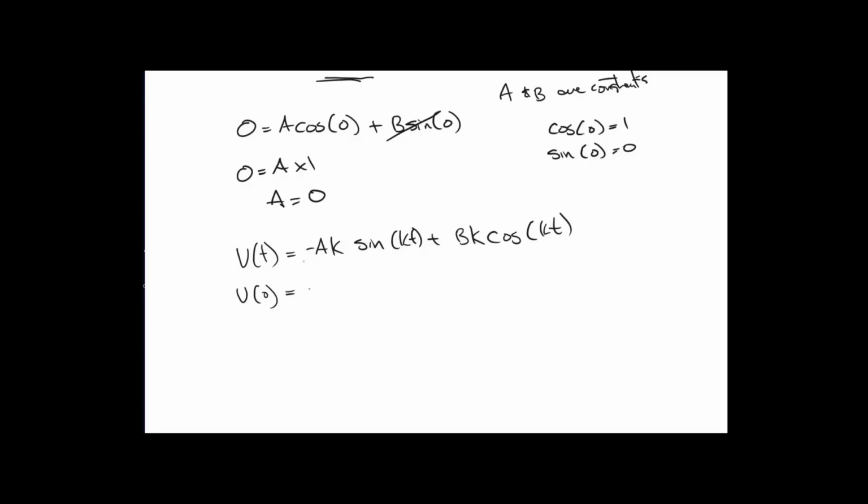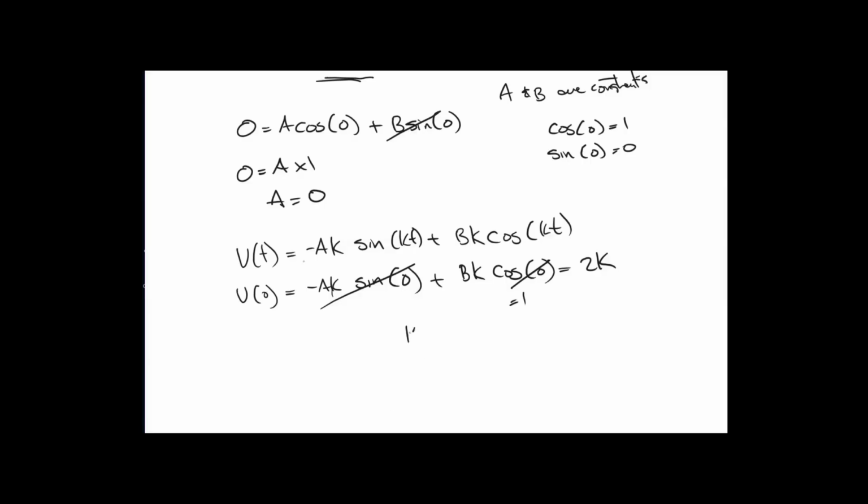Okay, so we know that the velocity at time 0 must therefore be equal to minus ak sine of 0 plus bk cosine of 0. We'll ignore the fact that we know that a is 0. You'll see why in a second. And we know that that equals 2k. That's the initial velocity. We know that sine of 0 is 0, so this disappears again. So we know that cosine of 0 equals 1.